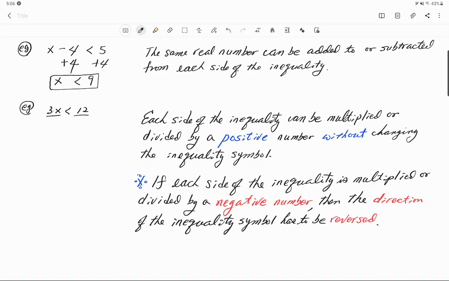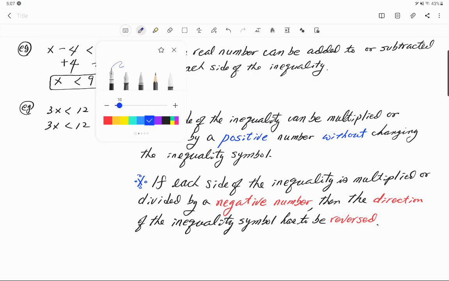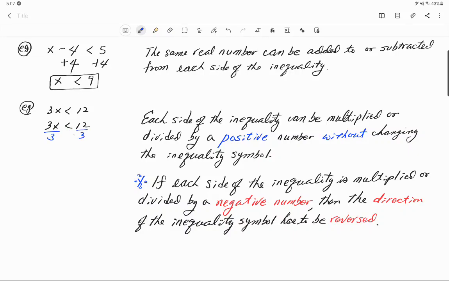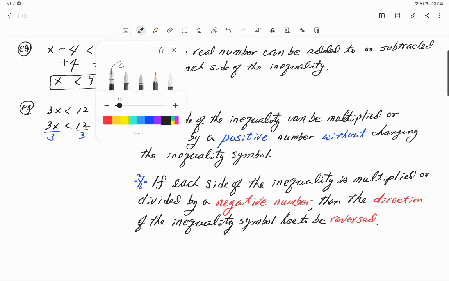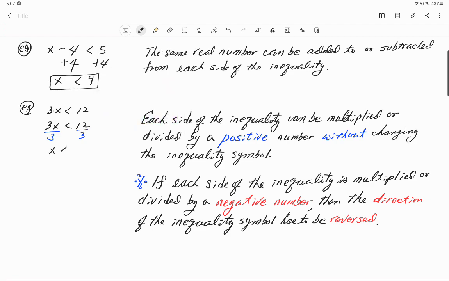For example, let me rewrite it. 3x is less than 12, right? So what are we going to do? Divide each side of the inequality so that we have only x on one side. Just like with equations, divide or multiply each side by a positive number. That is the standard method, really simple.